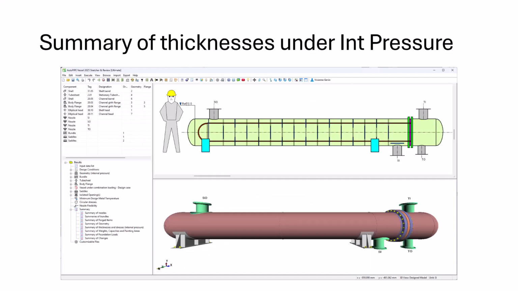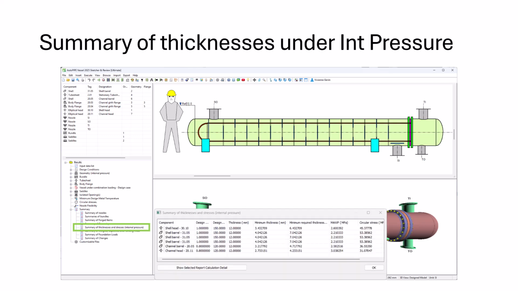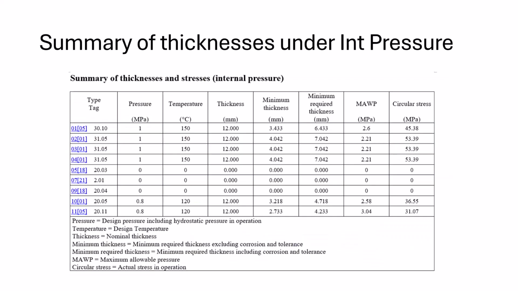To help you optimize the thicknesses of your design, there's a new summary called Summary of Thicknesses and Stresses available in the results tree. If you click on it, you will see the table. That same table can be found with more details in the report, where you can find the internal pressure and internal temperature conditions, as well as the thickness adopted and the minimal required thickness.